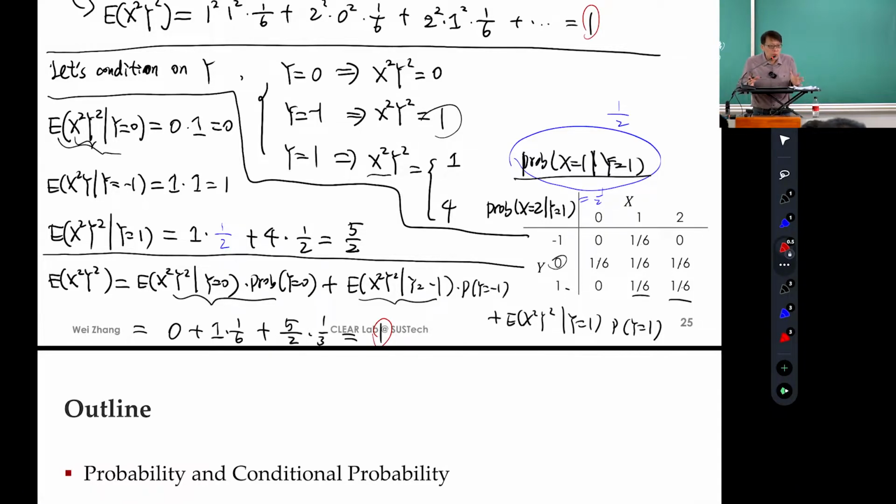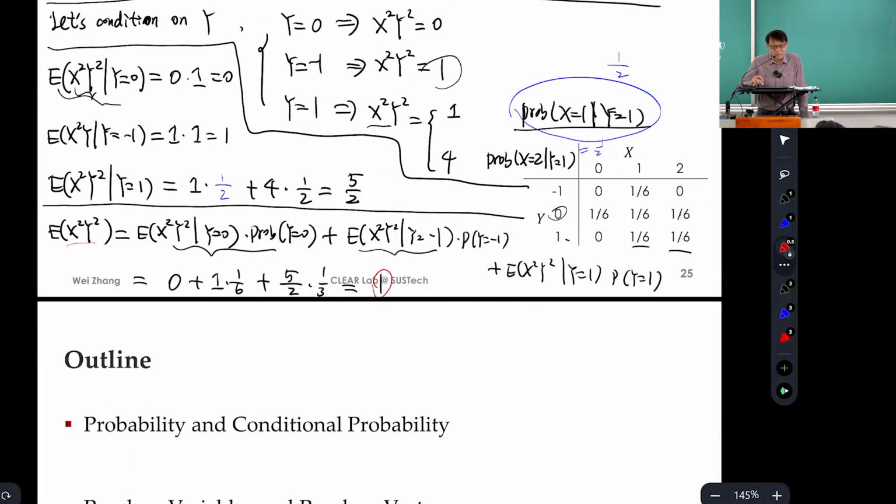Why do we need two approaches? This helps you understand how you do divide and conquer. Can I condition on x? Yes. I can also condition on x times y. Whatever is easy for you, you can condition on something. So you divide all the cases into simple cases. It's easy for you to understand. Then you sum them together.